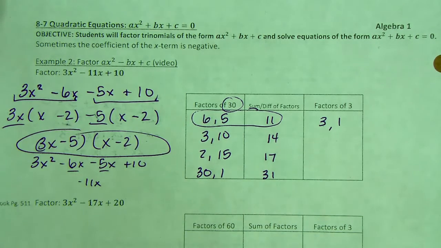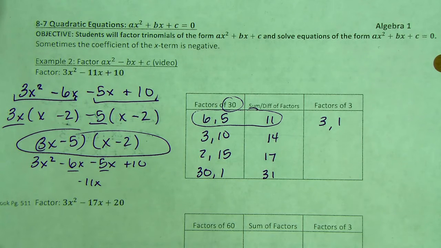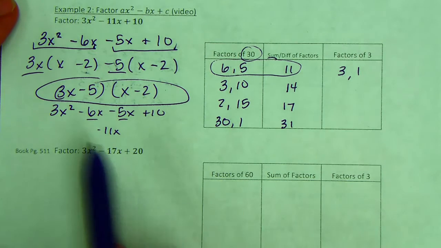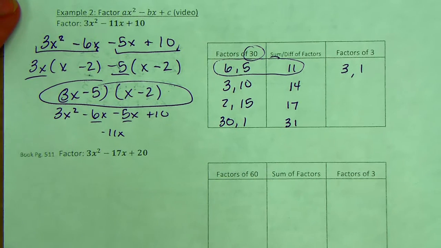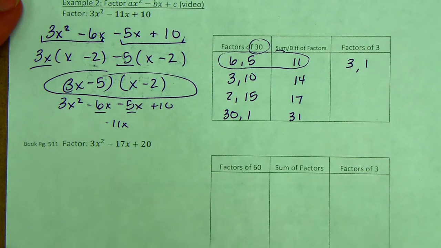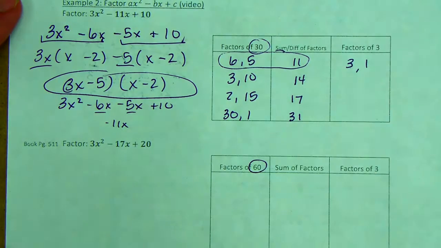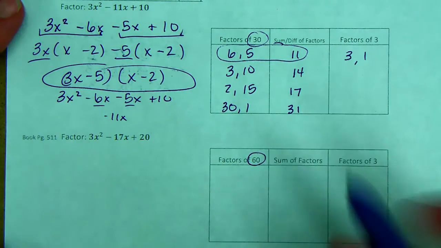On the next example, again, I'm checking, can I factor anything out? No, I cannot. So I'm going to move on. 3 times 20 is 60. That's where they get the 60. All right, so all factors of 60. I am looking for a sum. They're both going to be negative, so I still have to add them together to get 17.